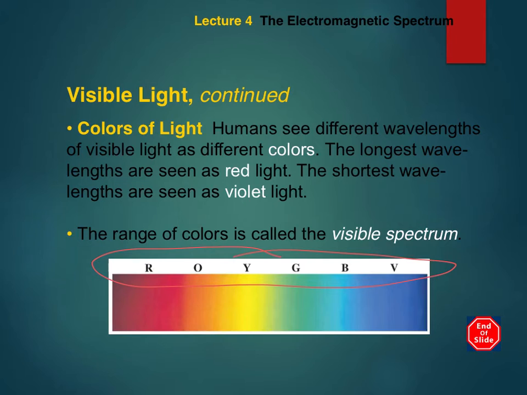So that whole range of colors is called the visible spectrum. Remember, guys, what a spectrum is. A spectrum is a system of organization, so kind of putting things often in a line to show differences among common substances or concepts.